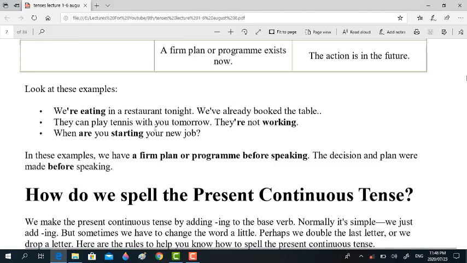They can play tennis with you tomorrow. They are not working, right? Means they are jobless, or they are not working, they're off. So they can't play tennis with you tomorrow. They have no chores to be done. When are you starting your new job? In these examples, we have a formed plan or program before speaking. The decision and plan were made before speaking, right?